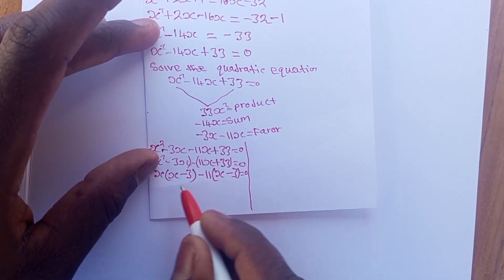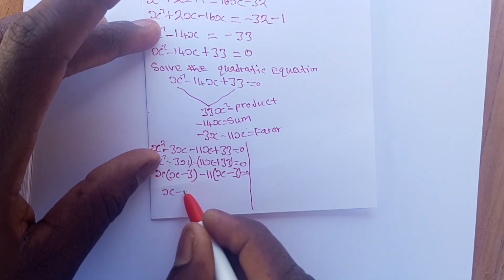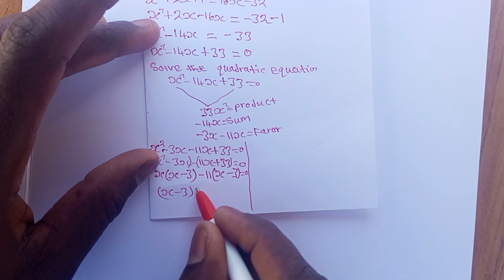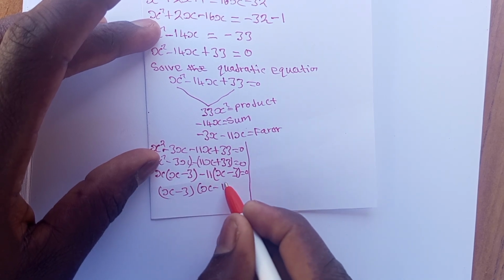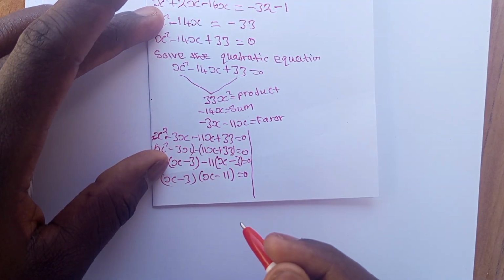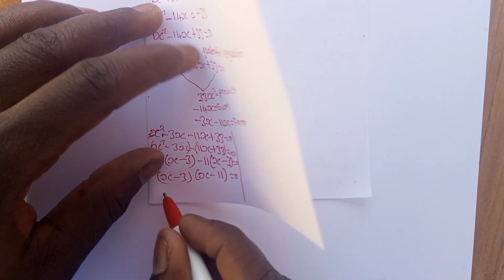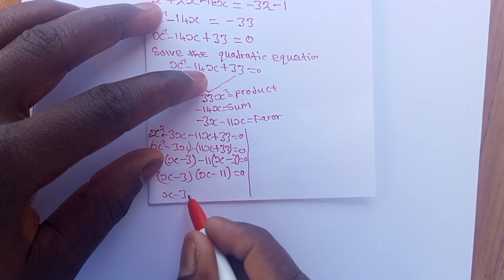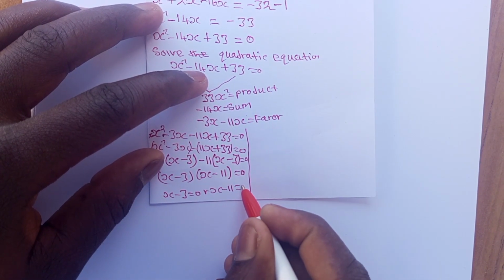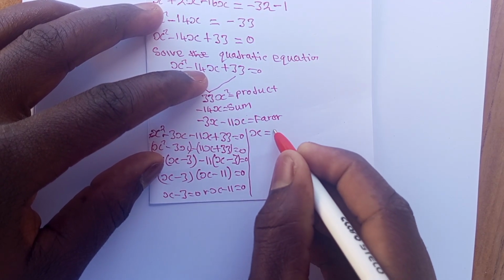So continue. We are going to take one bracket, then we take the number outside the bracket. We say x minus 3. We take one bracket, then we take x minus 11, equals to 0. So our next step, we are going to equate each one to 0. We say x minus 3 equals to 0, or we say x minus 11 equals to 0.